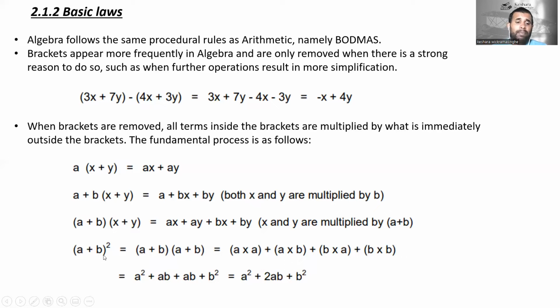All right, so then next one, a plus b squared. So a plus b squared, we can write as a plus b times a plus b inside the bracket. So then a into a plus a into b, plus b into a plus b into b. So then a squared plus ab plus ab plus b squared. So then we can write as a squared plus 2ab plus b squared.